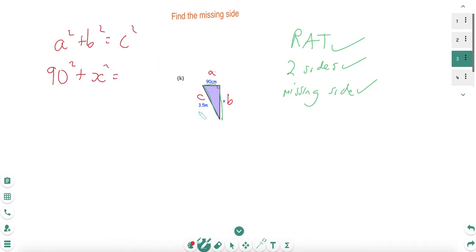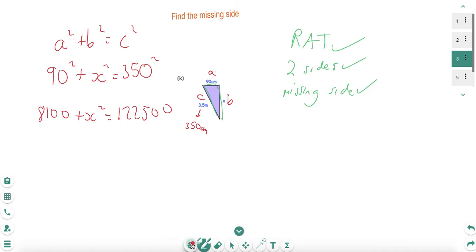C is 3.5 meters. Well, if our A value is in centimeters, let's make sure our C value is also in centimeters. So 3.5 meters is also 350 centimeters. So C is 350 squared. All right, let's solve this slowly. 90 squared makes 8,100 plus x squared is equal to 350 squared, which is 122,500. All right, now we have to solve for x.